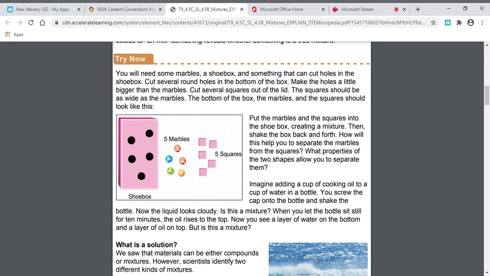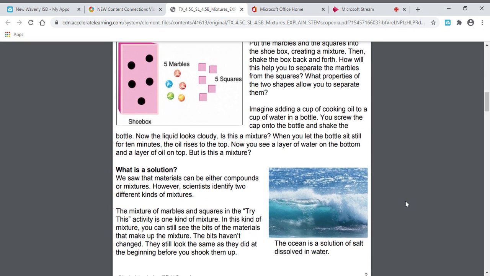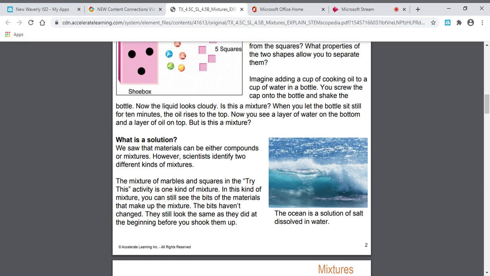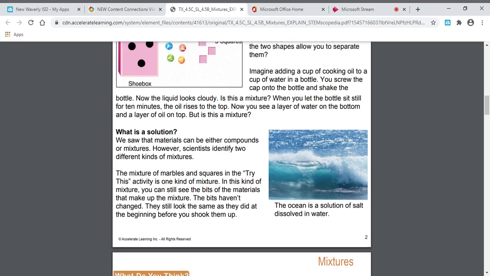Imagine adding a cup of cooking oil to a cup of water in a bottle. Let's continue on so I can scroll down. So you screw the cap onto the bottle and shake the bottle. Now the liquid looks cloudy. Is it a mixture? When you let the bottle sit still for 10 minutes, the oil rises to the top. Now you see a layer of water at the bottom and a layer of oil at the top. But is this a mixture? So let's continue on reading what a solution is.